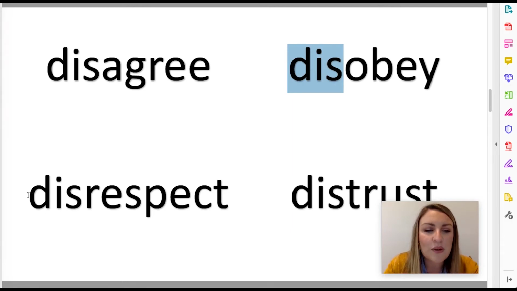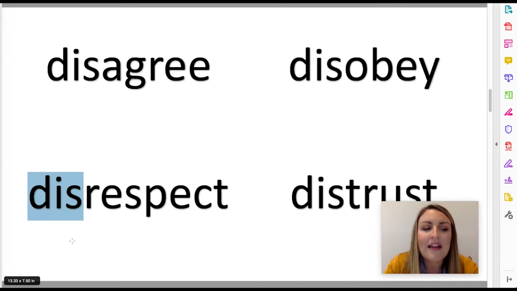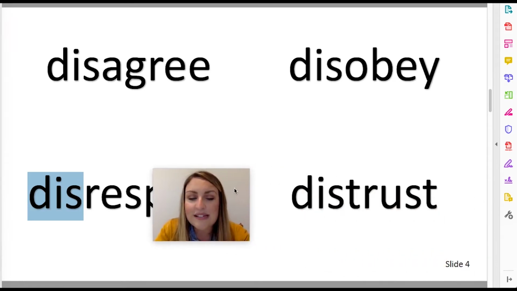All right, let's read this word, boys and girls. You're doing such a nice job. Disrespect. Okay, do you see a prefix? Yes, dis. What does dis mean? Nice job. It means not or the opposite of. So if respect means to think of other people's feelings or wishes, then disrespect means to not think of other people's feelings or wishes. You guys are doing such a nice job with this.